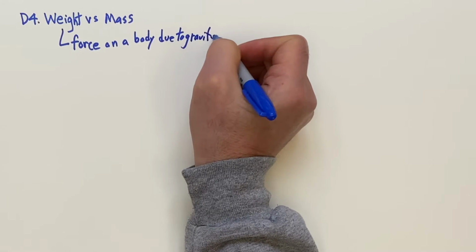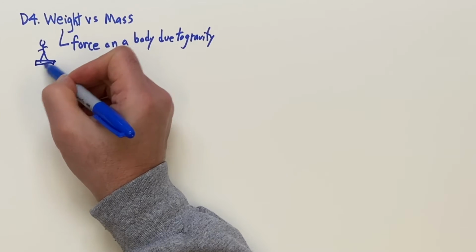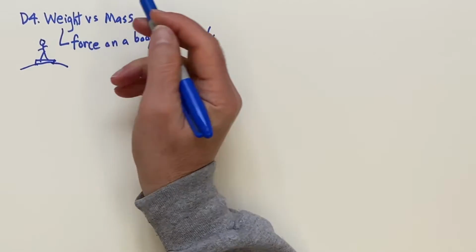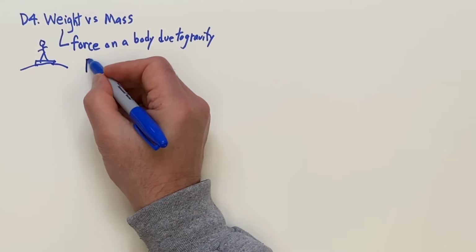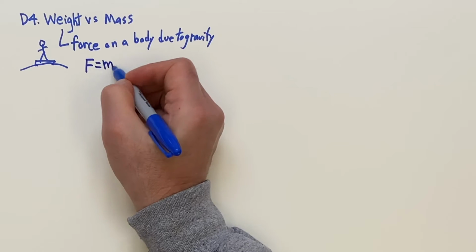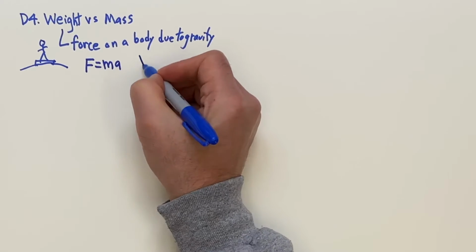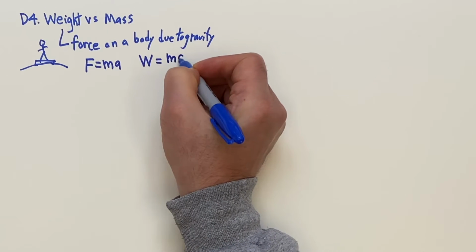I mean, that's the typical definition. You stand on a scale on the Earth, you weigh yourself. So F equals ma, an application is that the force, when it's the weight, is mg.